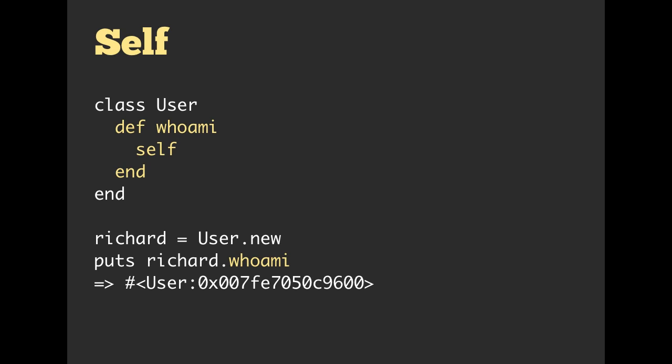If you put self inside of a method, so here we have a method called whoami, and we're actually returning self from this. If we put richard.whoami, it's going to tell us, hey, this is an instance of user, and that's whenever you put an object inside of Ruby, that's just kind of what it looks like.